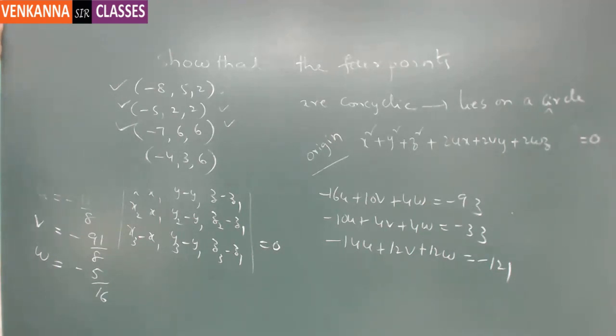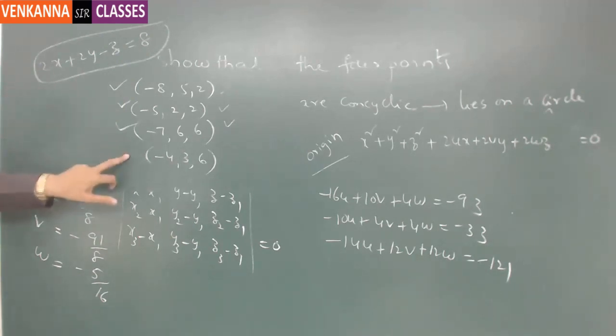So 2x plus 2y minus z equal to 8. All right. Then the 4th point will be satisfied, accepted, right? That you can take.